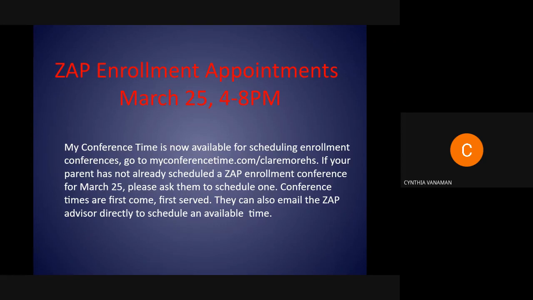Go to myconferencetime.com/Claremore High School. Find your ZAP advisor's name, click on it, fill out the information, and click on the sign up now to schedule the appointment. You can also email the ZAP advisor directly if you can't get into My Conference Time to schedule the appointment that way.